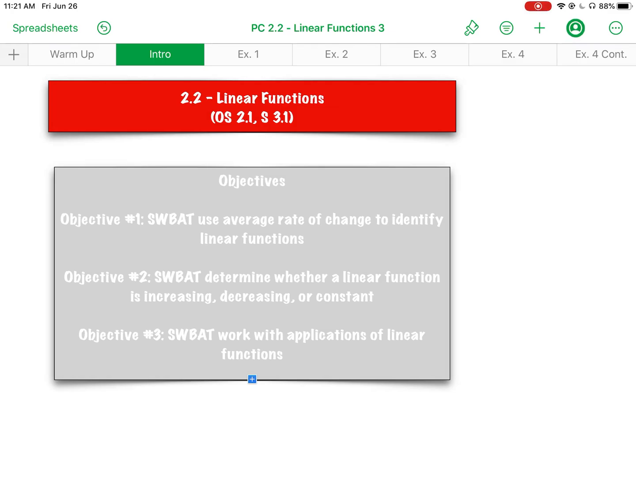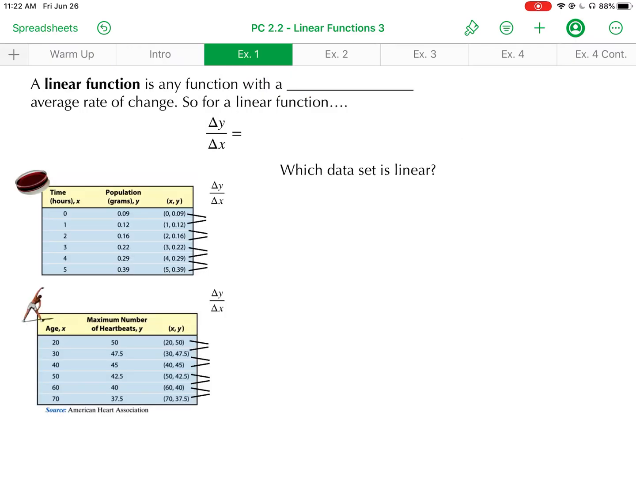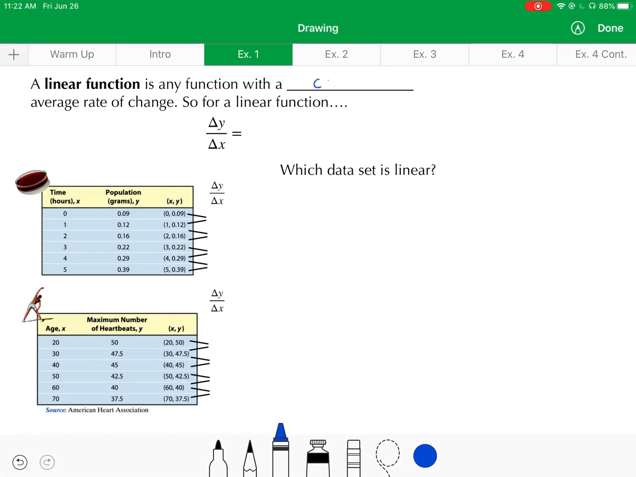All right, in this video, we're going to be taking a closer look at linear functions. We're going to look at some very specific characteristics that make functions linear, how we can identify them using average rate of change, and determining when linear functions are increasing, decreasing, or constant. In general, a linear function is going to be any function with a constant average rate of change.